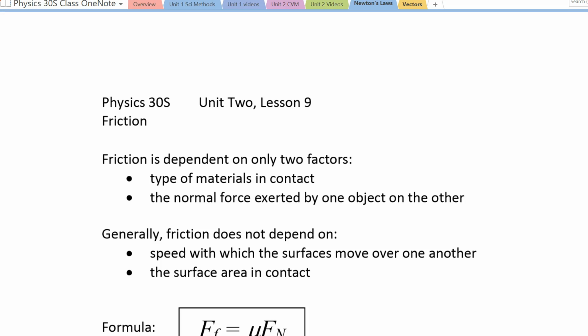Welcome to lesson 9 in our unit here, and today we're going to be talking about friction.